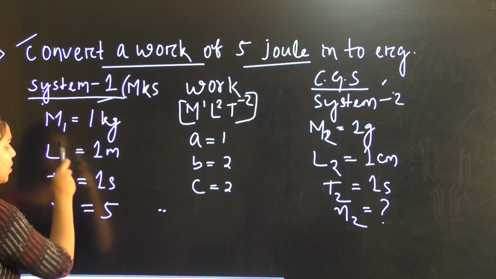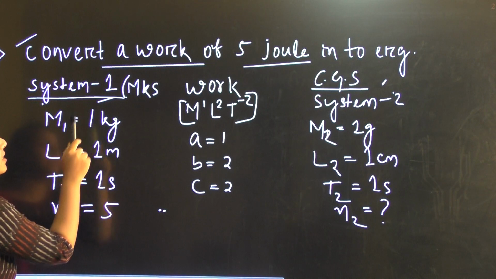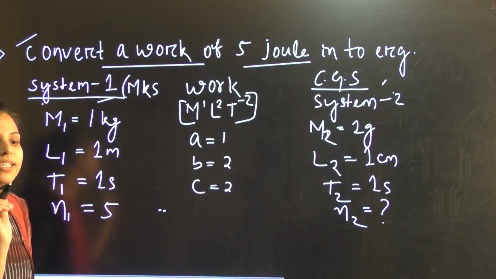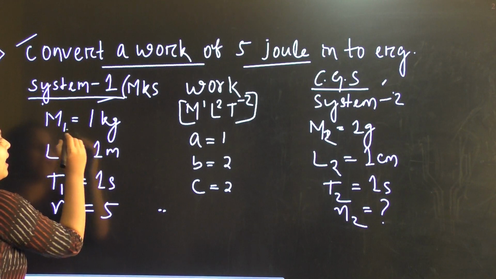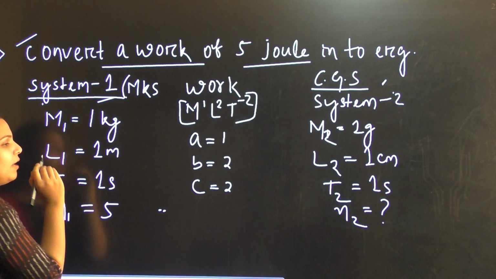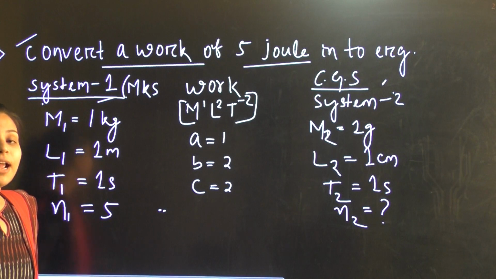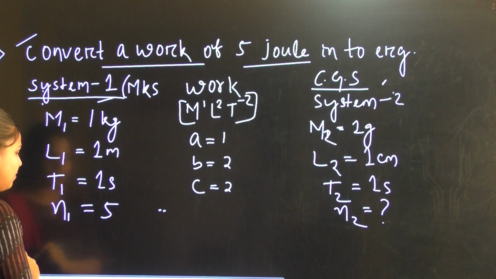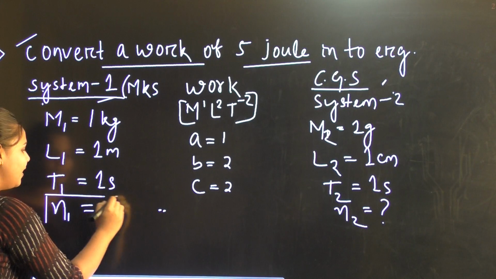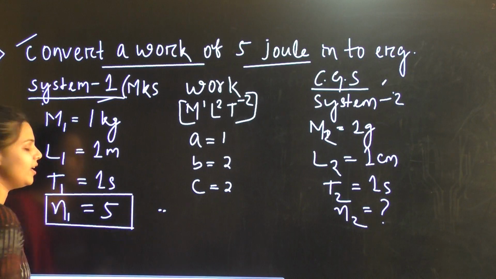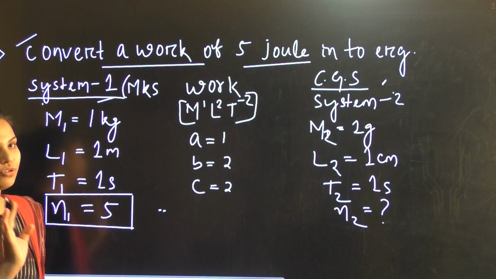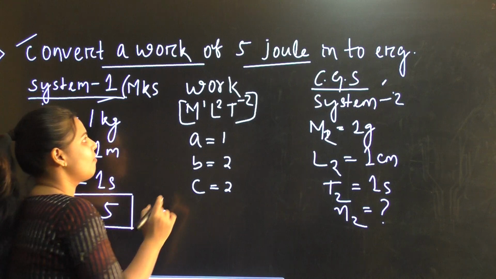Okay. So what is mass? First, mass is 1 kg. In the MKS system, the unit of mass is 1 kg. So let's write M1 is equal to 1 kg, L1 is equal to 1 meter, and T1 is equal to 1 second. And the quantity given by the question is 5. N1 is equal to 5, which is a constant quantity.